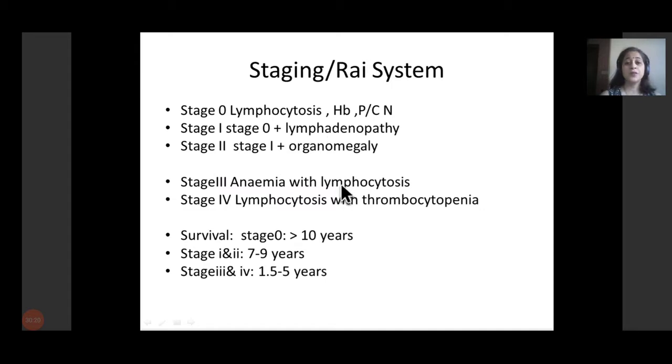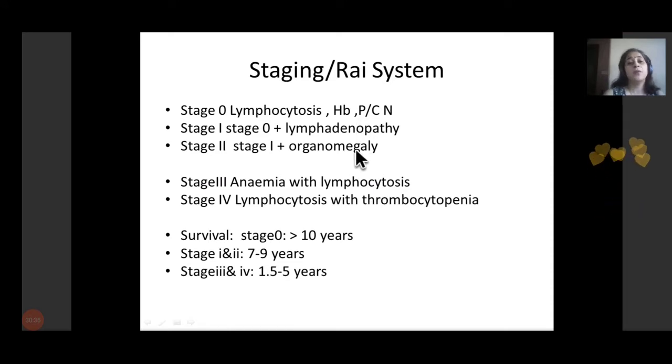Minus these features, if only lymphocytosis is there and anemia is there, straight away it goes to stage 3. And if thrombocytopenia comes, it's a very poor prognosis and straight away it goes to stage 4.